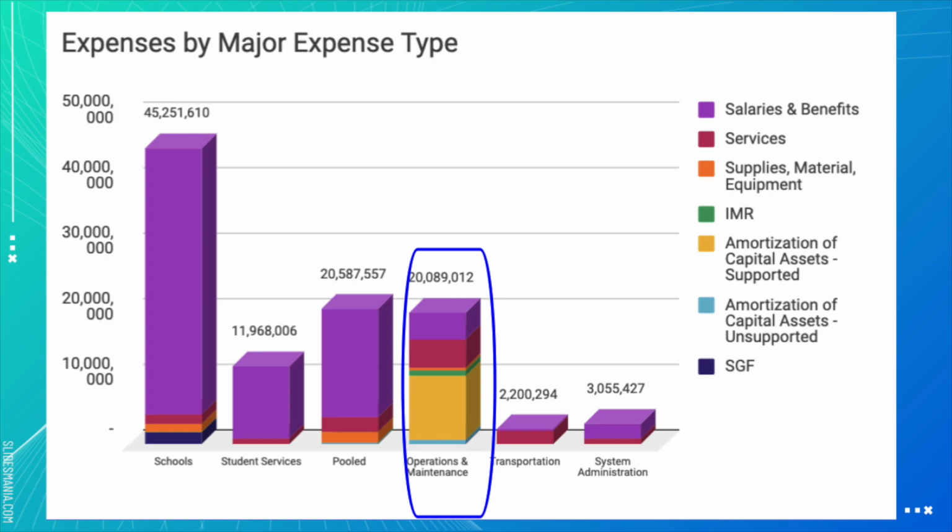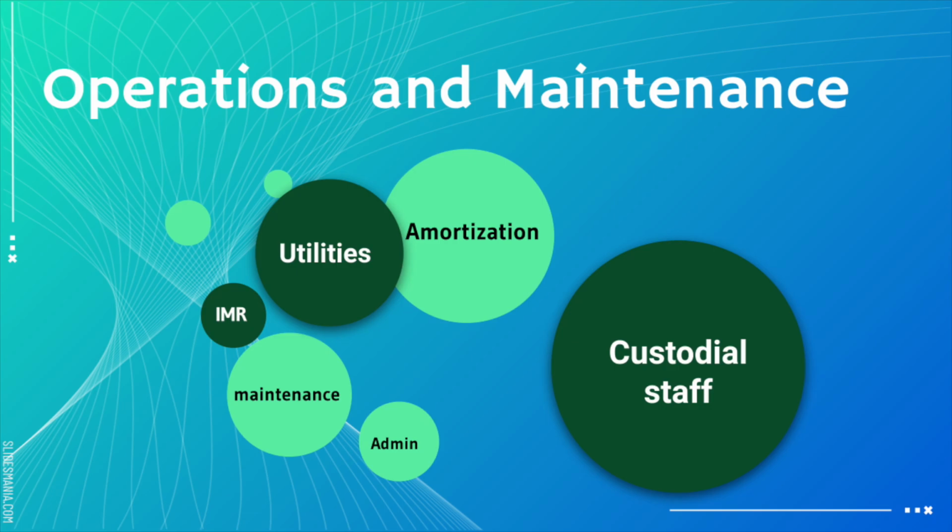The next major expense is in operations and maintenance, and you can see not as much of that is salaries and benefits, but it still covers a lot. Custodial staff is one of the biggest expenses in that budget.